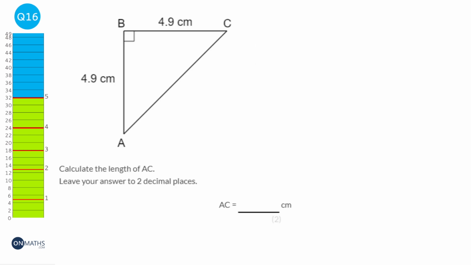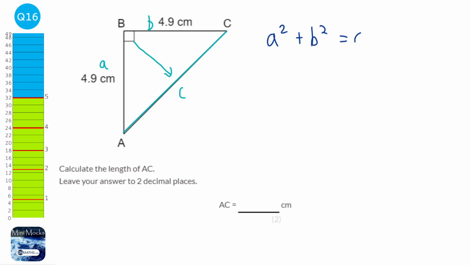So we're given a right angled triangle here, and we're asked to find length AC, which is this length here, and we're given two other lengths. So we're going to be using Pythagoras. Pythagoras involves us labelling the sides a, b and c, with c being the one opposite the right angle. And we know Pythagoras is a squared plus b squared equals c squared. Both a and b here are 4.9, so it'd be 4.9 squared plus 4.9 squared equals c squared.